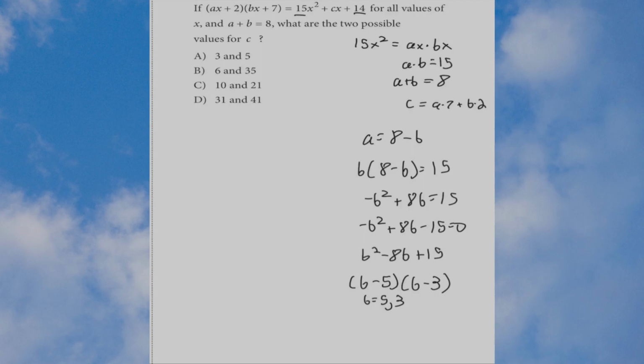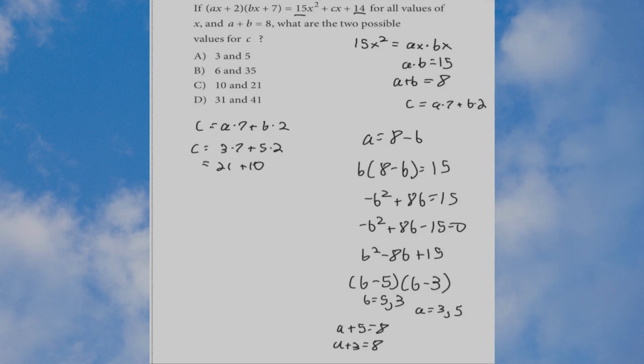So in this case, since we have a plus b is equal to 8, then that means that a plus 5 is equal to 8, and a plus 3 is equal to 8, which means a is equal to 3 or 5 as well. Finally, we can plug it in both of these cases. c is equal to a times 7 plus b times 2. In one case, a is equal to 3 and b is equal to 5, and in the other case, a is equal to 5 and b is equal to 3. So c is equal to 3 times 7 plus 5 times 2, or 21 plus 10.